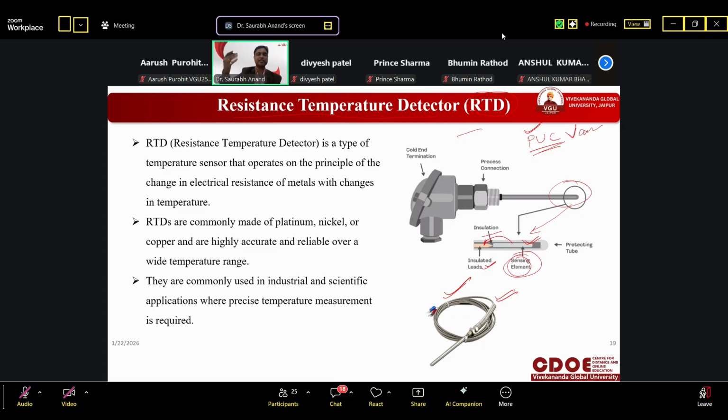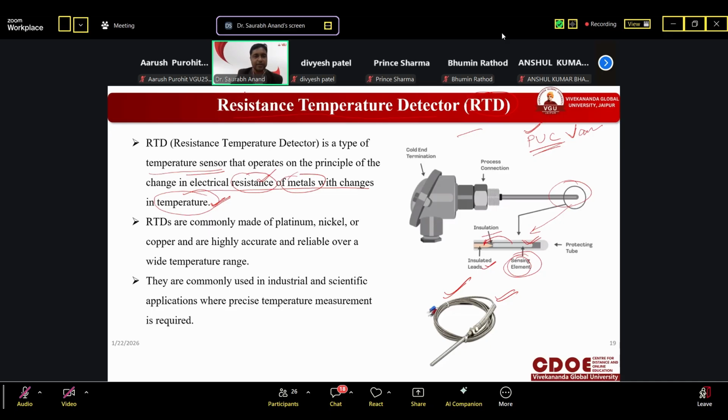Then we can get it printed in printed form, and that is known as the certificate. Okay, so this is basically a temperature sensor, and it operates on the principle of change in electrical resistance of metal with change in temperature. So what is being done there? Whenever the temperature is changing, accordingly there will be change in the resistance of metal, right? The metal that we are using there, that resistance will be changed according to the change in the temperature.